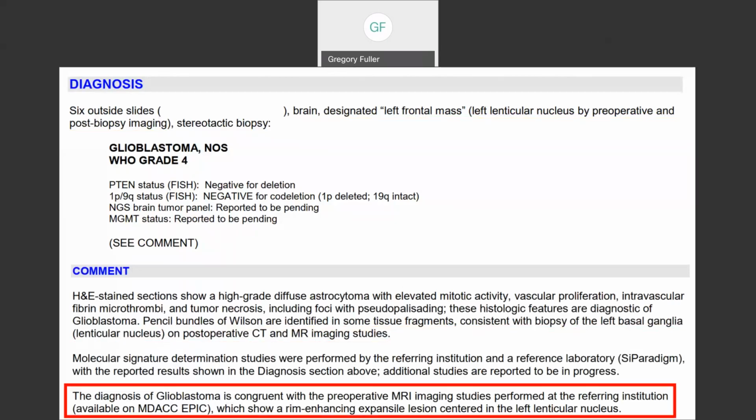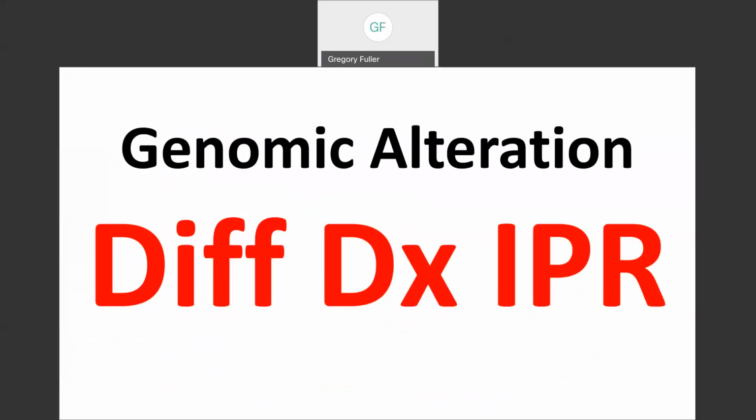And look at the last paragraph. We always address imaging. Diagnosis of glioblastoma congruent with preoperative MRI, should have been MR imaging studies performed for referring institution available in MDC Epic, which show a rim-enhancing expansile lesion centered in the left lenticular nucleus. Done. Okay, let's move on.